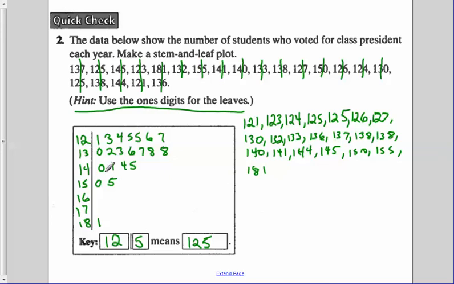So our stem and leaf plot is almost done. I need to add one more bit of information, and that is, what is this information talking about? Well, it's the number of students who voted for class president. So we could say our title, class president votes, and we could even say each year. That is the end of our lesson over stem and leaf plots. Hopefully this helps.